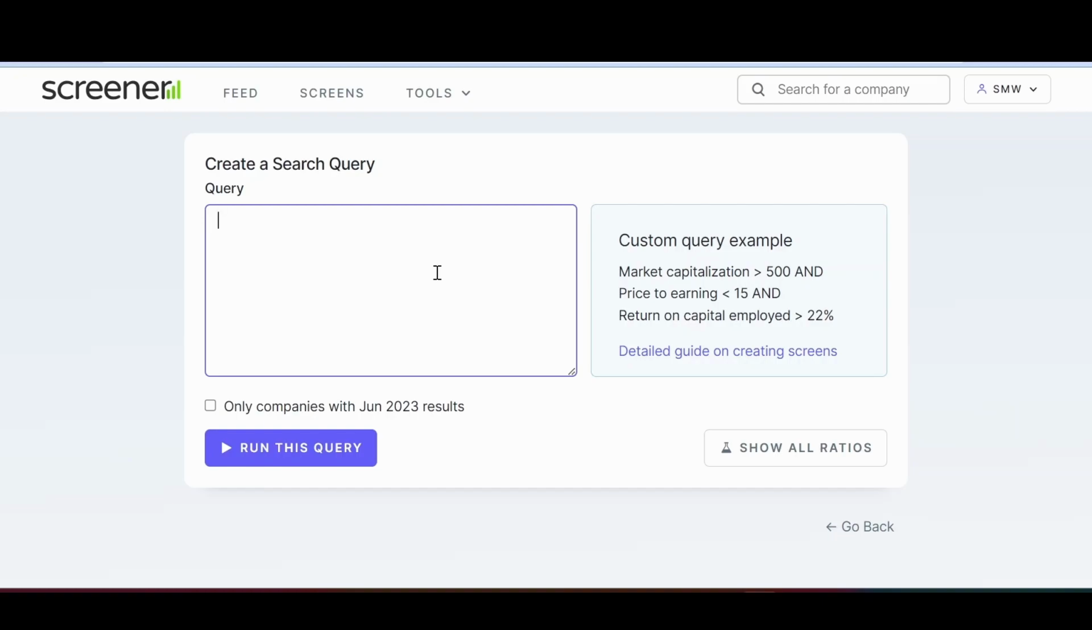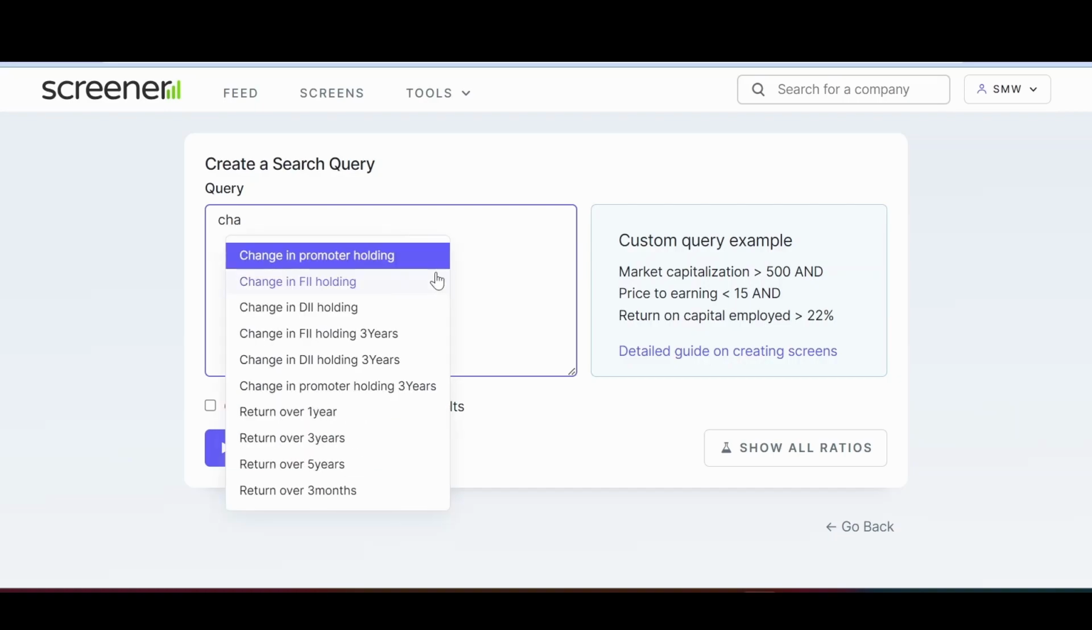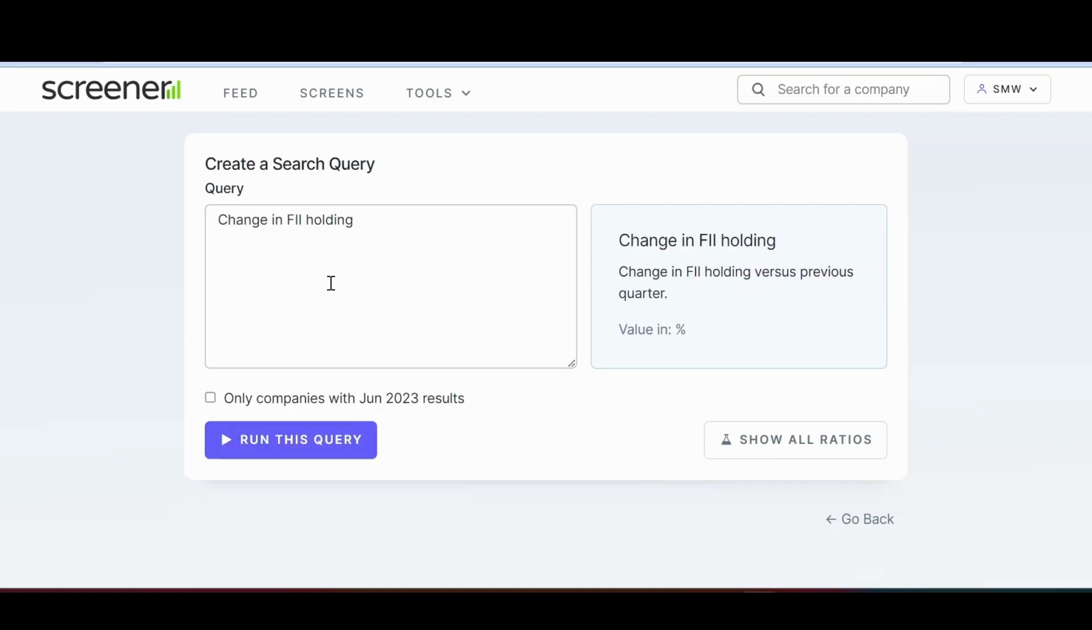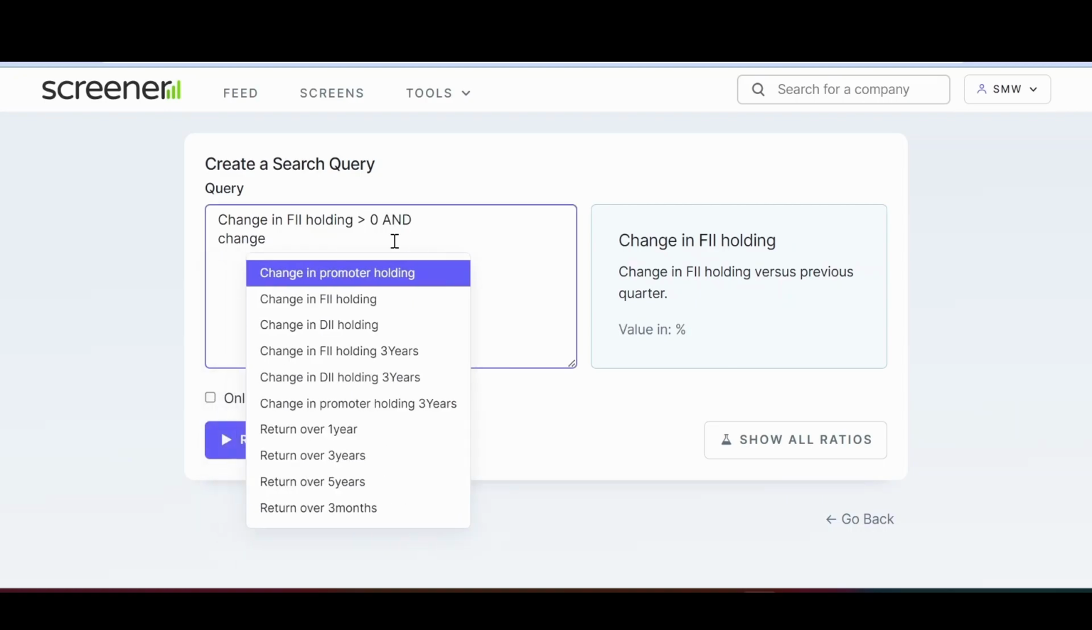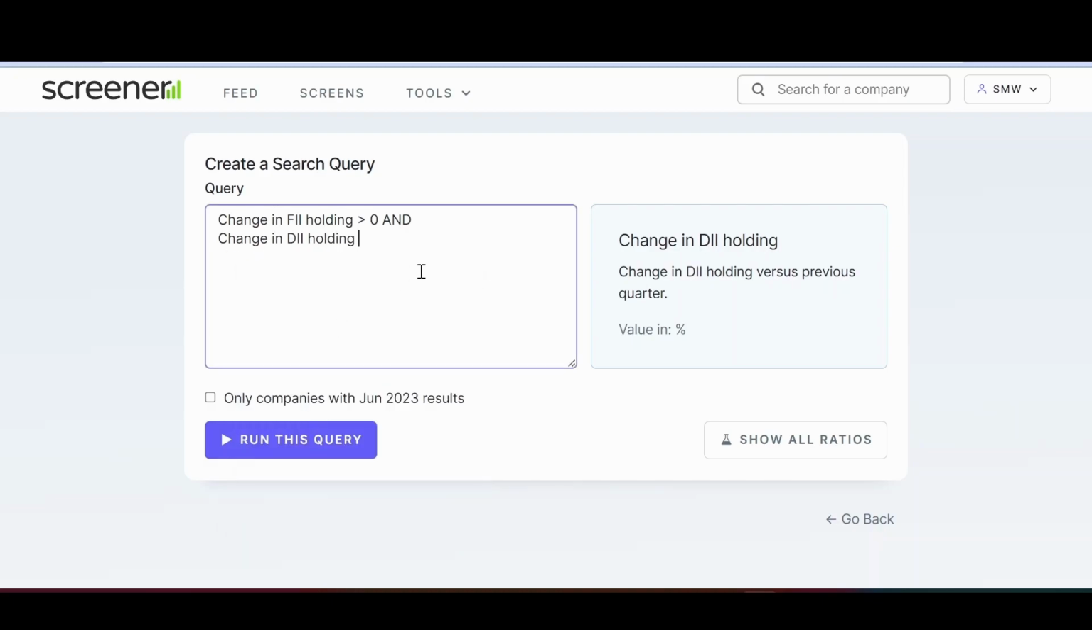First of all, what we need to do is set change in FII holding greater than 0 and change in DII holding greater than 0. What it means is both FIIs and DIIs have increased their stake in the current quarter. That means they both are interested.